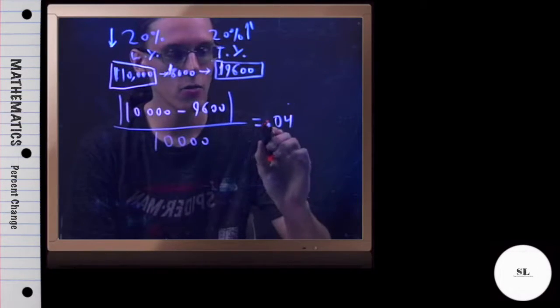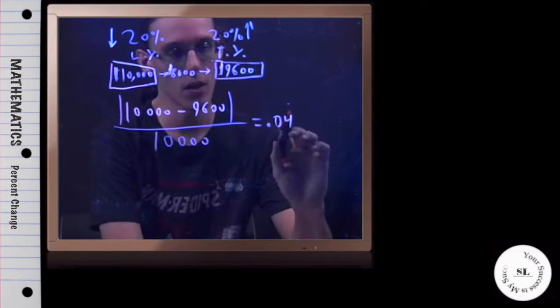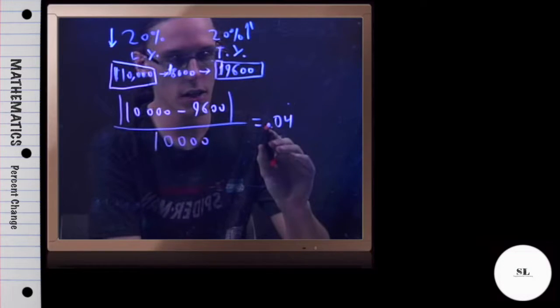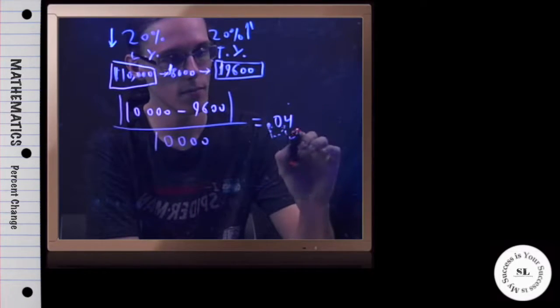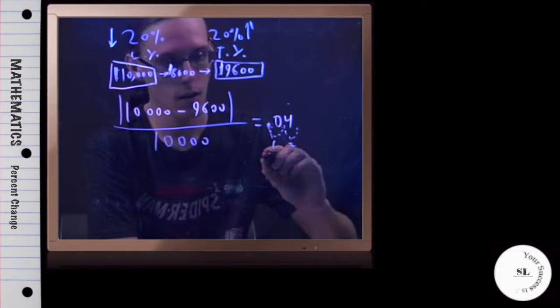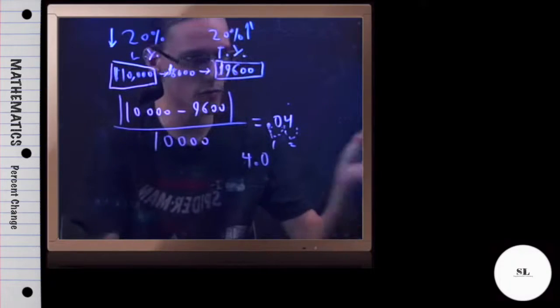So if I look at this, this is not a percent yet. This is a decimal number. So if I want to change it to a percent, I just have to take 2 hops to the right. 1, 2. And so we get 4.0, and zeros on forever.